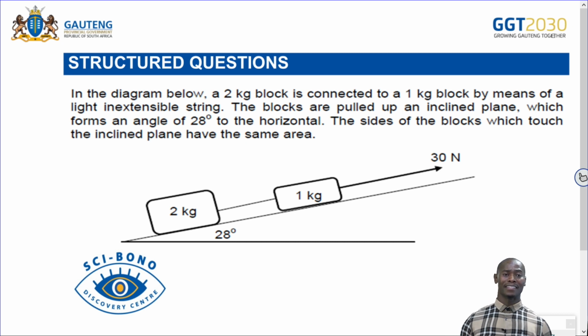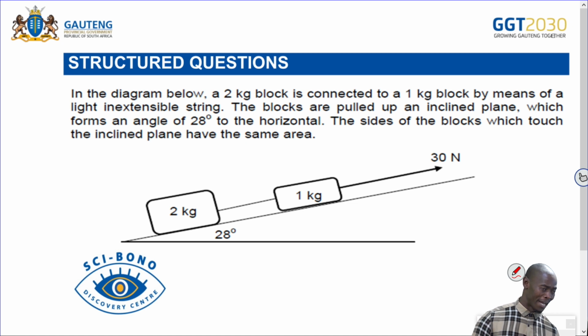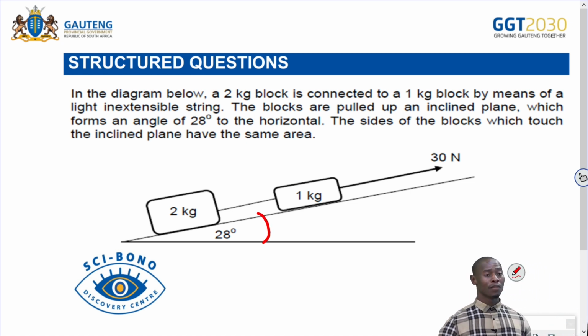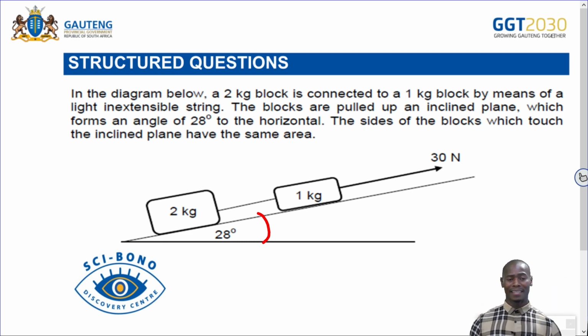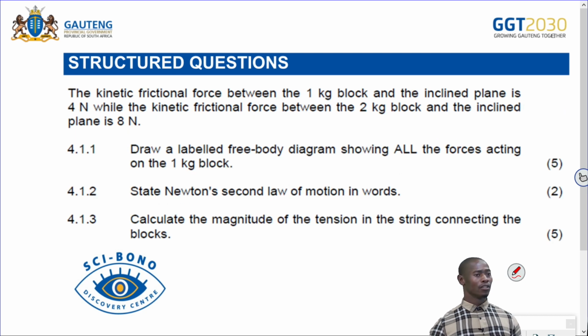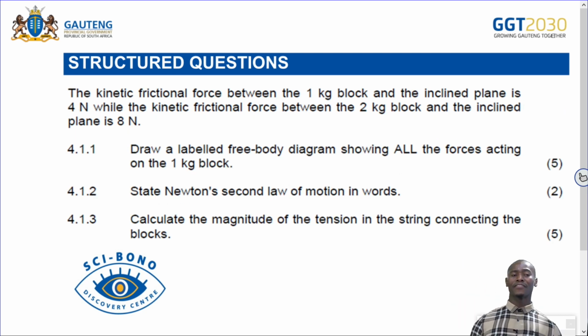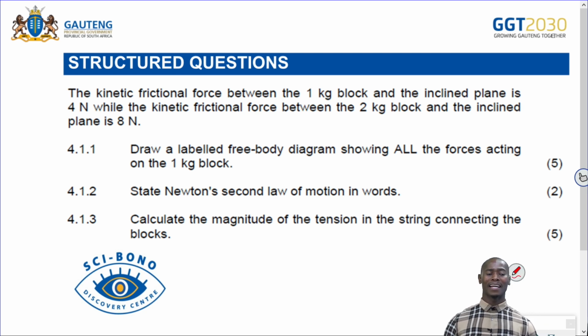And then the sides of the block which touch the inclined plane have the same area. All right. So this is what we have, but now it's an inclined plane. And then the force that is applied there is 30 newtons up the slope. So what are they looking for here? The kinetic frictional force between the 1 kilogram block and the inclined plane is 4 newtons, while the kinetic frictional force between the 2 kilogram block and the inclined plane is 8 newtons. So for a 1 kilogram it is 4, and for a 2 kilogram it's 8.